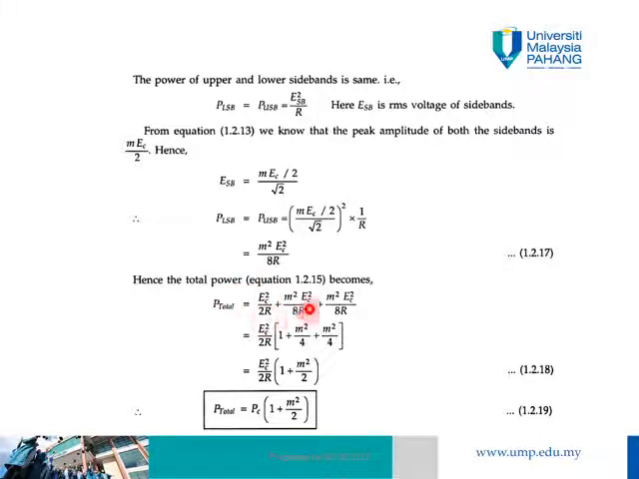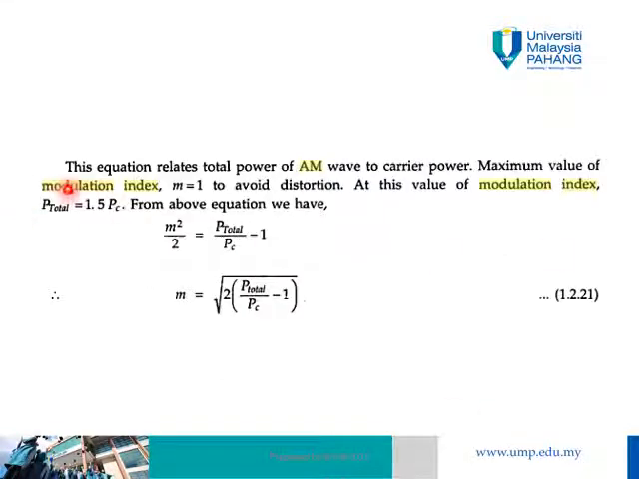power carrier, lower sideband and upper sideband. Solving this equation will give P total equal to PC bracket 1 plus m squared over 2. This equation relates the total power of the AM wave to the carrier power. The maximum value of modulation index is m equal to 1 to avoid distortion. At this value of modulation index, P total equal to 1.5 P carrier.